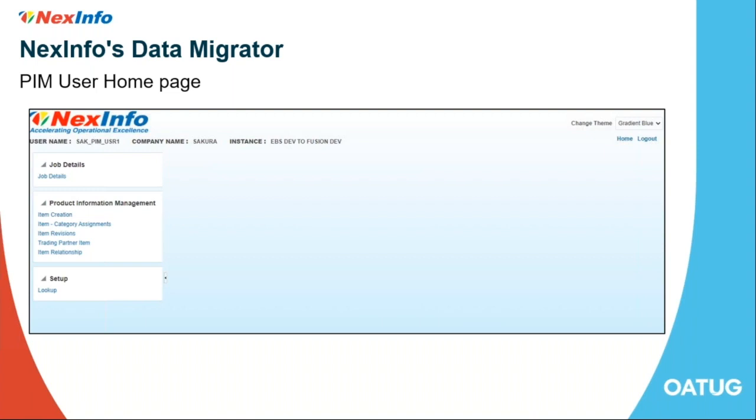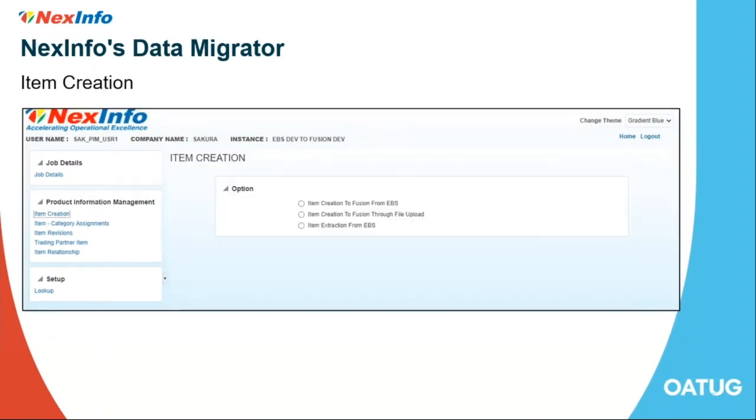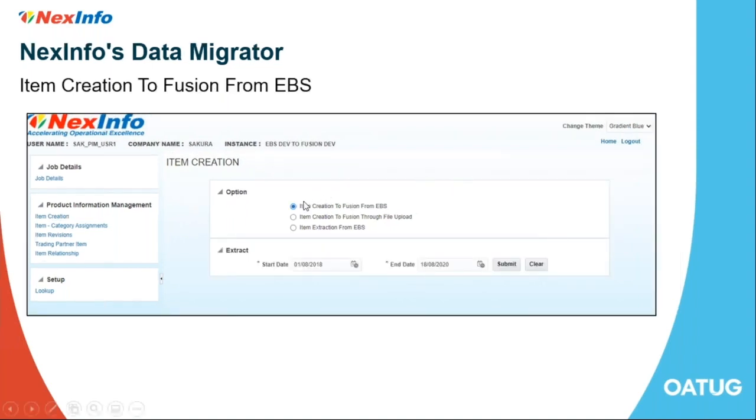So in this use case, we'll see the item creation process. Once the user selects the item creation process, he'll be having 3 different options. The first one is item creation to Fusion from EBS. So using this process, we can directly load the data from EBS to Fusion application. Once the user selects this option, he'll be getting this option to select the start date and end date. It's nothing but item start date and end date.